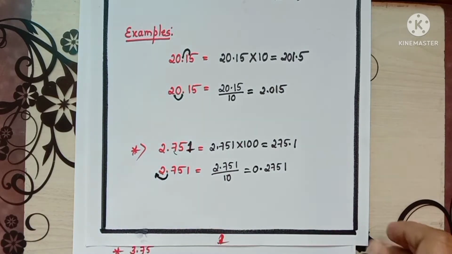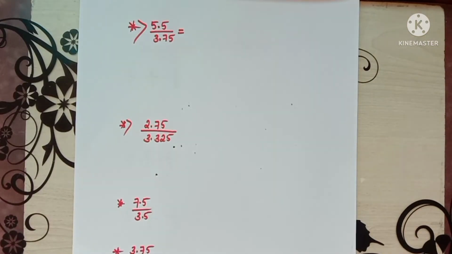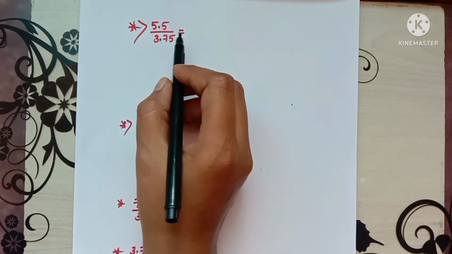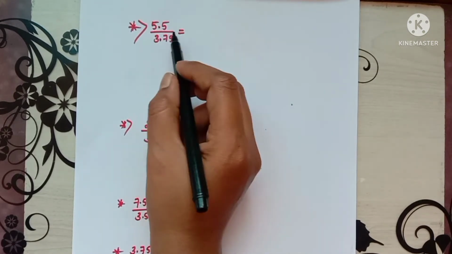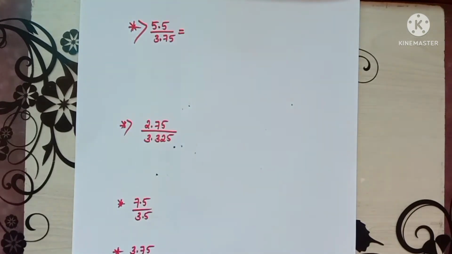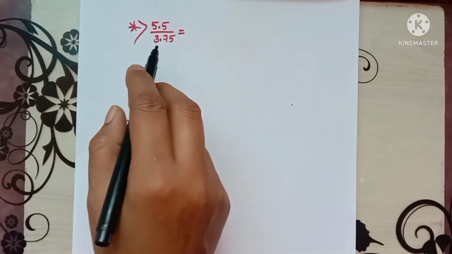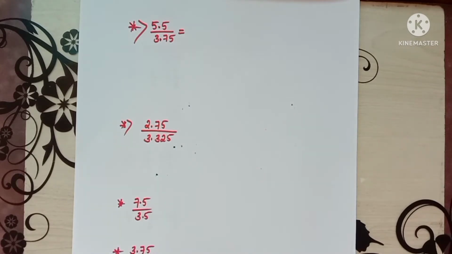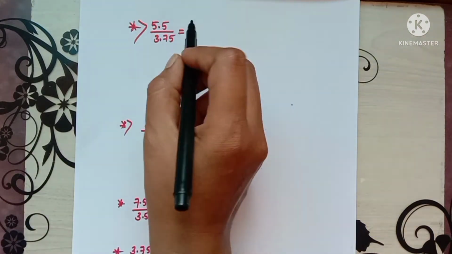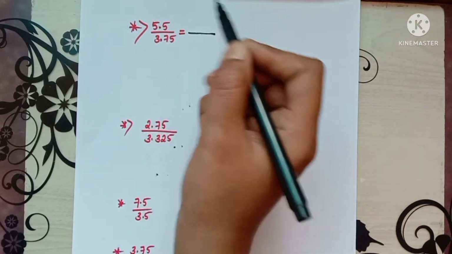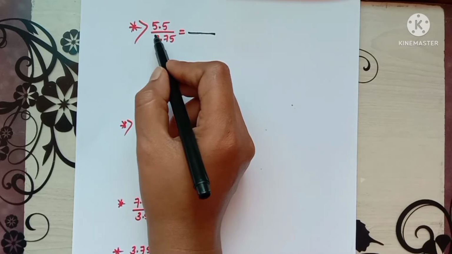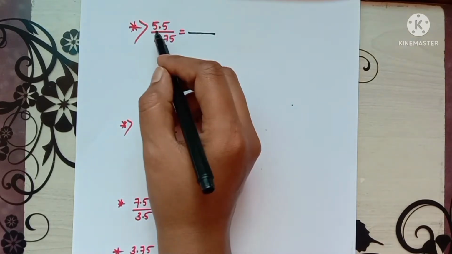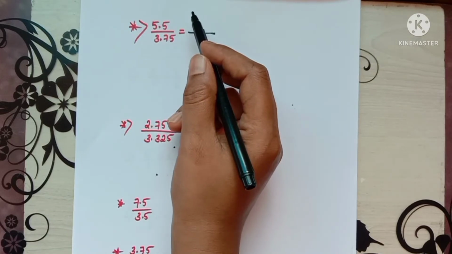Okay. Let us take another example. So here I have taken 5.5 divided by 3.75. How is it solved? Before going to solve this, we have to simplify this. How are we going to simplify this? By shifting the decimal point. So see here, in the denominator we have 3.75. In the numerator we have 5.5.